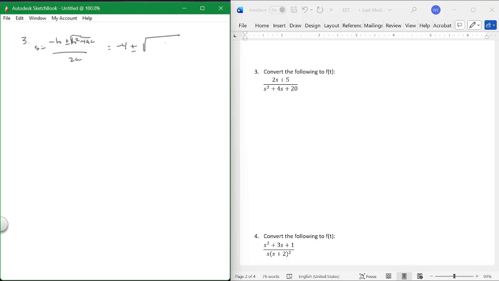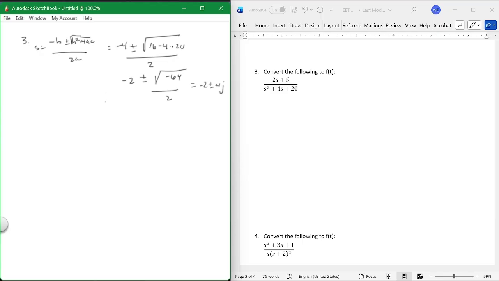plus or minus b squared, which is 16, minus 4 times a times c over 2a. So it's minus 2 plus or minus square root of something, which is 64 over 2, which is equal to minus 2 plus or minus 4j. Square root of 64 is 8, and that would be 8 over 2 is 4, and because it's a minus sign, you have to add the j.